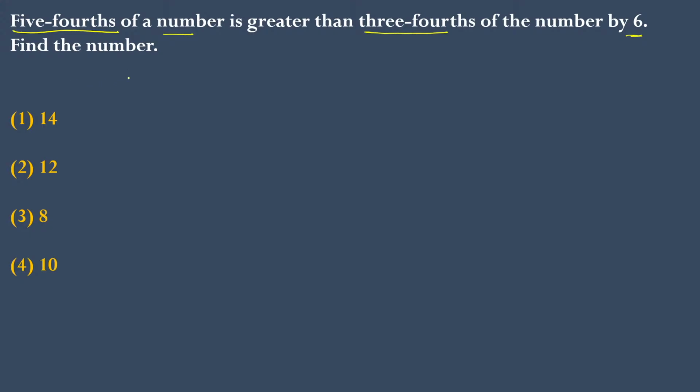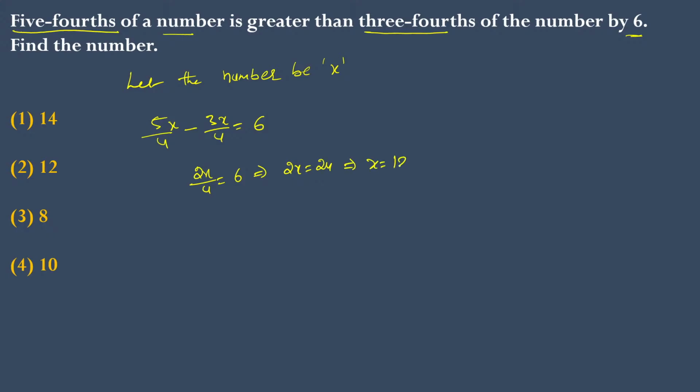Let the number be x. So 5/4 of the number minus 3/4 of the number is equal to 6. So we can write 2x by 4 is equal to 6. So 2x is equal to 24, x is equal to 12. Okay, right, option 2 is correct.